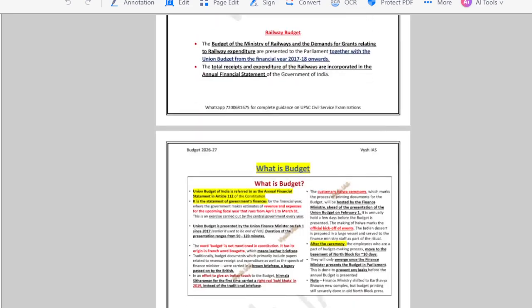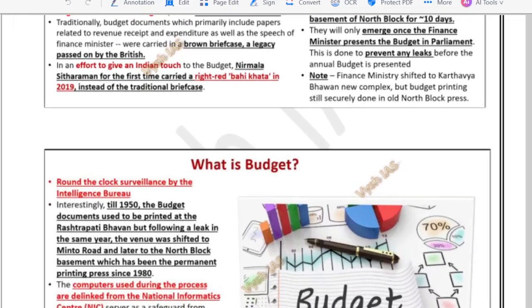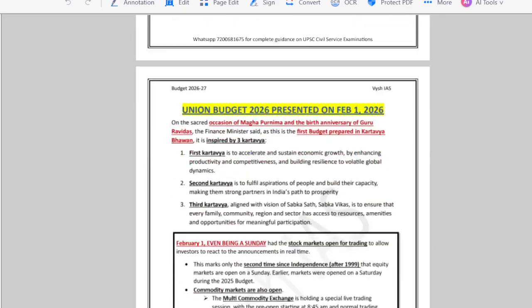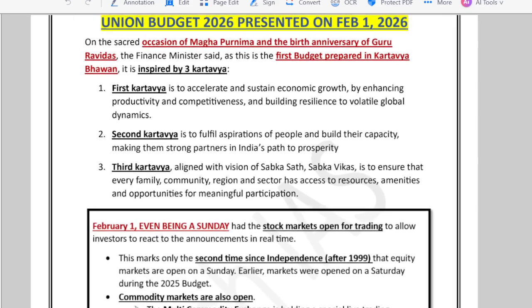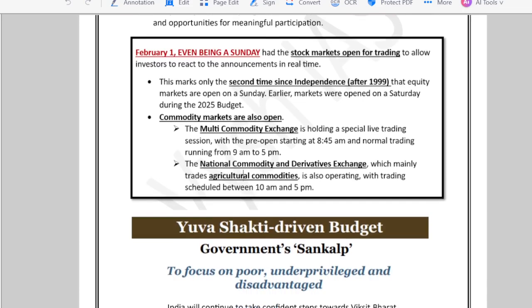And only after the theory of 3-4 pages is completed, we give you what the budget is and its history, and even when the railway budget was separated from the budget, that kind of thing, the budget speech, everything. Presented on February 1, 3 kartavyas. And that is why this Sunday, the stock market was open for the second time after independence. That's a factual thing you have to know.